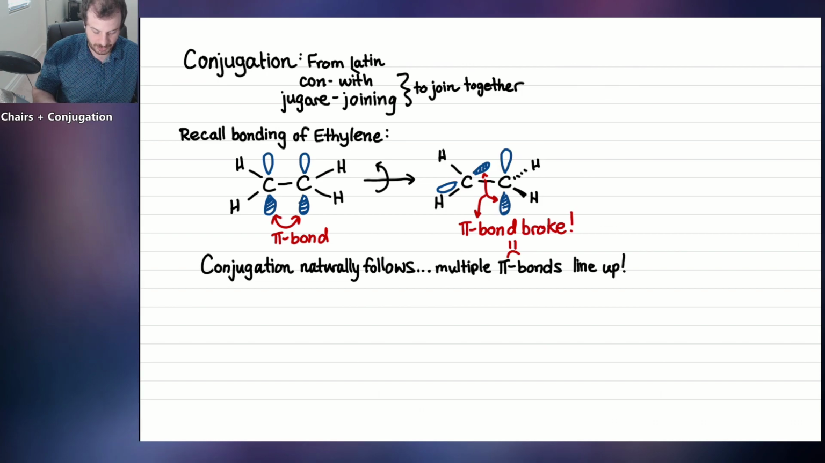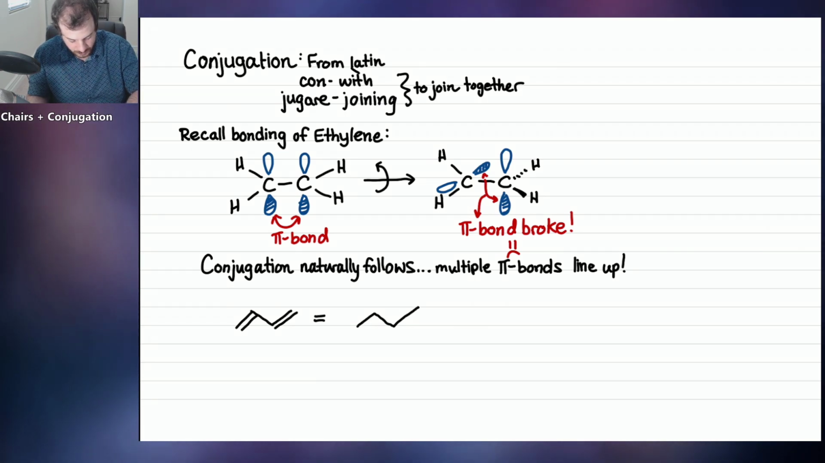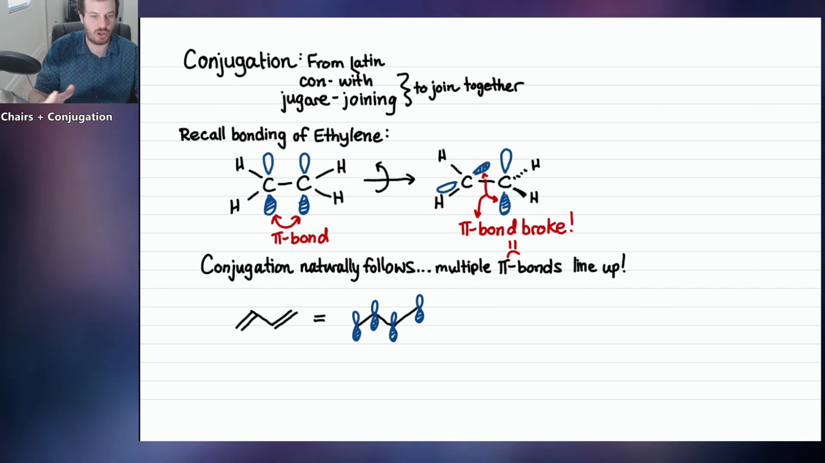Let's take a look at what that would look like. So let's say we had a compound where we had pi bond, single bond, pi bond. And if we draw the p orbitals on all those carbons, it would look something like this. P orbital, p orbital, p orbital, p orbital. And see how they're all lining up? These are not just isolated pi bonds anymore. There's one long overlap occurring, and we call this an extended pi system.